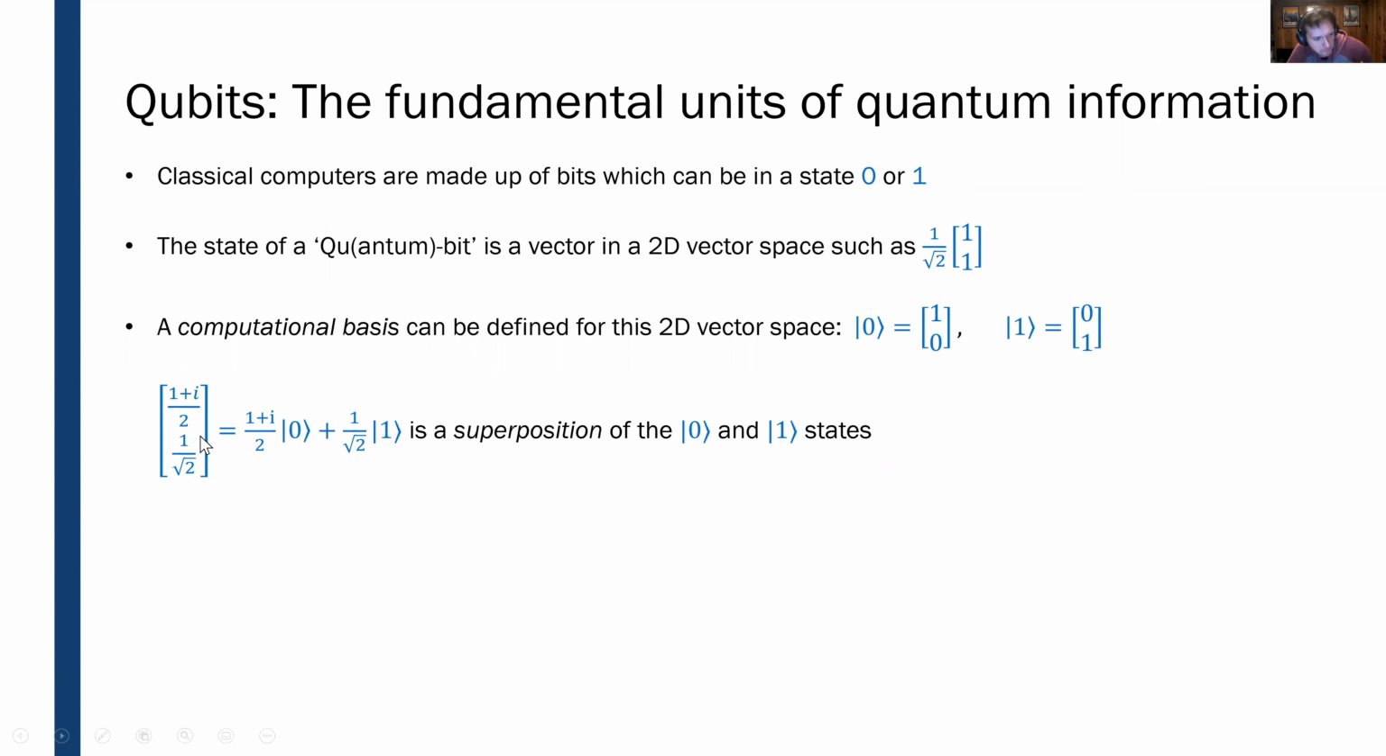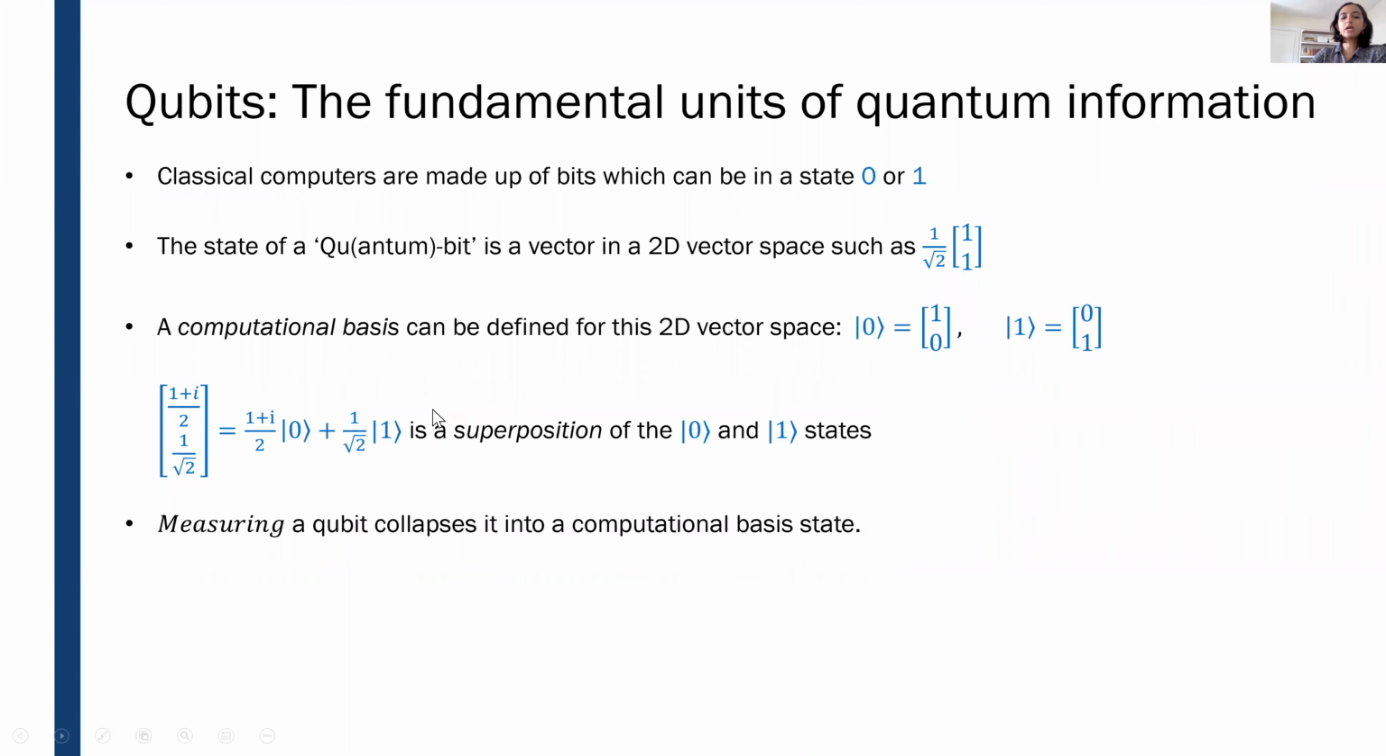Yeah. So any state of the qubit can be written as a superposition of the 0 and 1 state. An example is given over here. When you measure a qubit, even during the quantum computation, the qubits can be in superposition, but if you measure them, they will collapse. If you measure a qubit, it collapses into a computational basis state. So you can only measure it as 0 or 1.